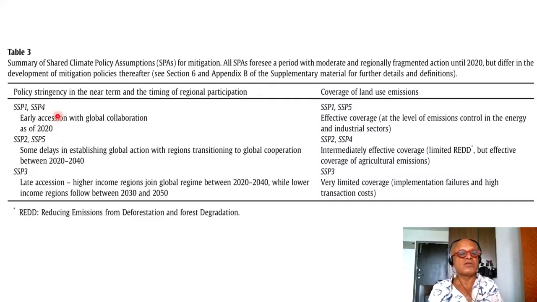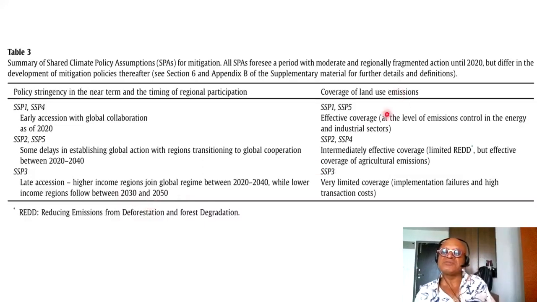So SSP 1, 4, 2 and 5 and 3. Early accession with global collaboration as of 2020. This is before 2020, so remember that. Some delays in establishing global action with regional transitioning to global cooperation between 2020 and 2040. Late accession, higher income regions join global regime between 2020 and 2040, while lower income regions follow between 2030 and 2050.